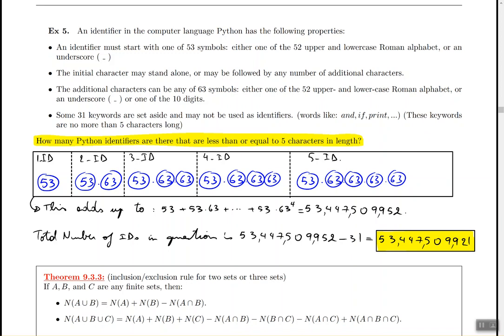That's the reason why I can separately calculate each one of them, then add up the total to get the whole set. And I had to take away the 31 keywords because those are set aside for special symbols.